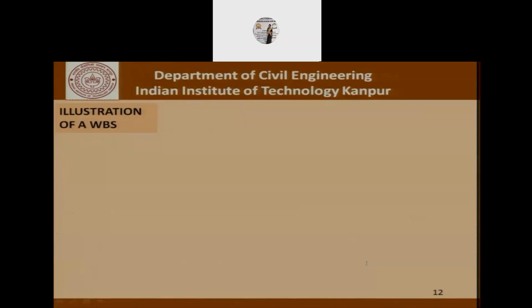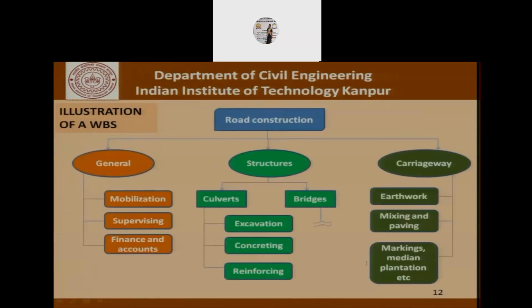Now, another way of drawing up a work breakdown structure for this project would be as shown here. So we divide the road construction into general, structures, and carriageway. As far as general is concerned, we talk in terms of mobilization, supervising, financing, accounts. As far as structures are concerned, we break it up into culverts and bridges, where culverts are further broken down into excavation, concreting, and reinforcement work, and a similar structure can be drawn up for bridges. And when it comes to the carriageway, again, there is earthwork, mixing and paving, markings, median, plantation, etc.